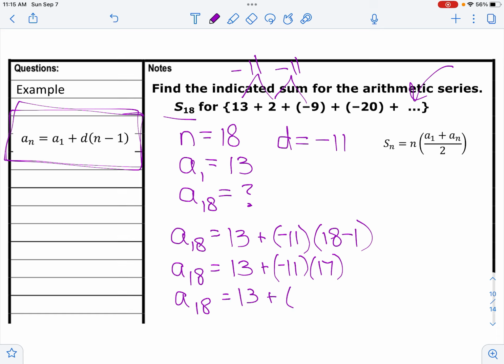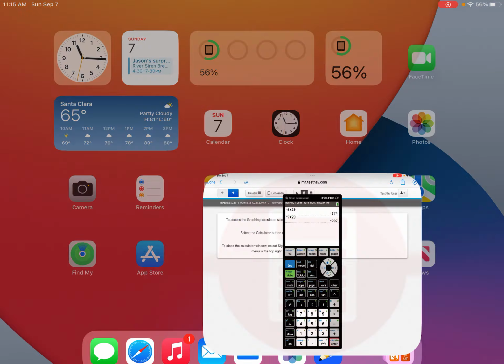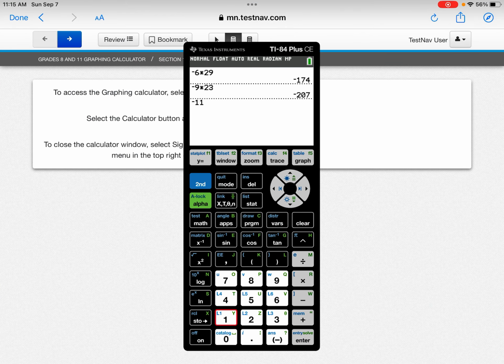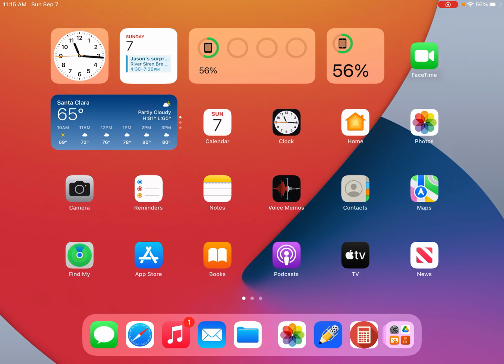Okay, now if you multiply that together, let's do it. We get negative 187. Now we also could probably just go ahead and add 13 right now. So we got negative 174.